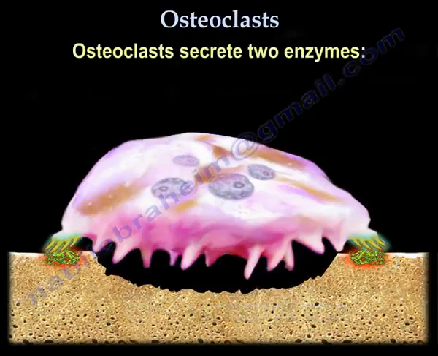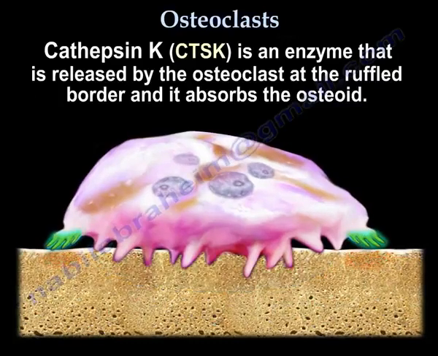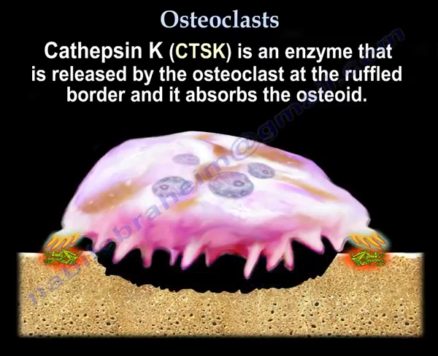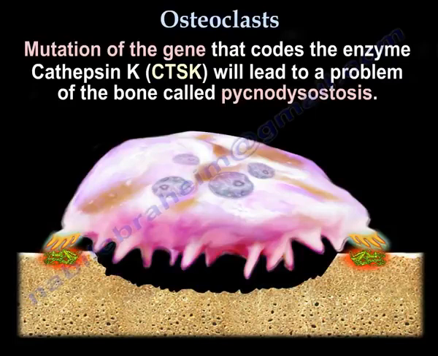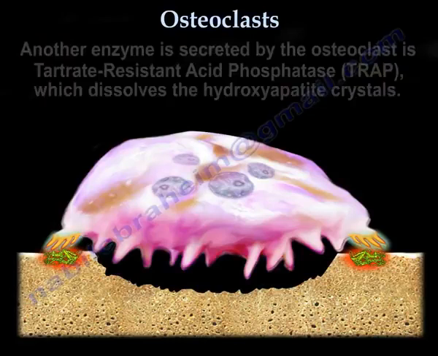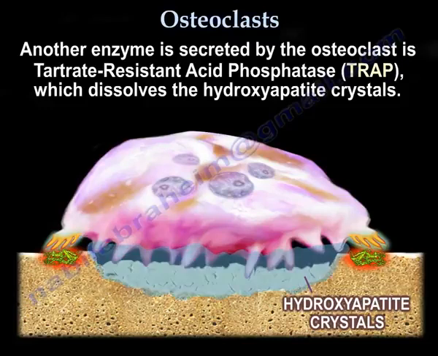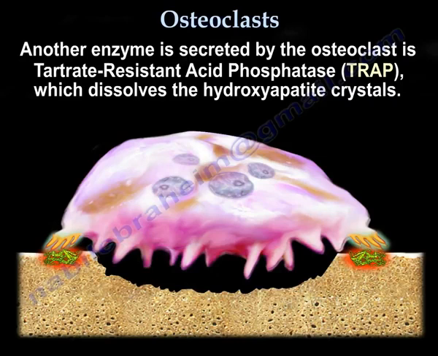It secretes two enzymes. Cathepsin K is an enzyme that is released by the osteoclast at the ruffled border. It absorbs the osteoid. Mutation of the gene will lead to a problem of bone called pycnodysostosis. Another enzyme is tartrate-resistant acid phosphatase, which dissolves the hydroxyapatite crystals.